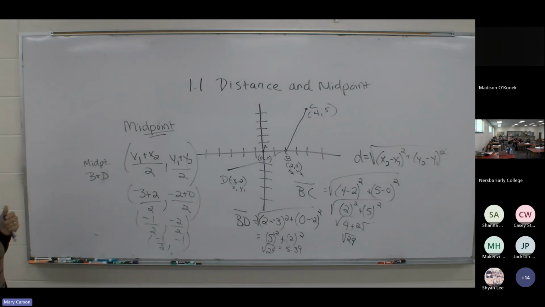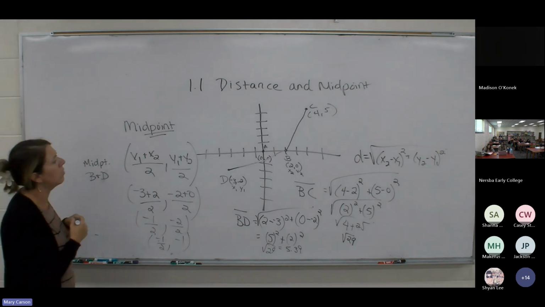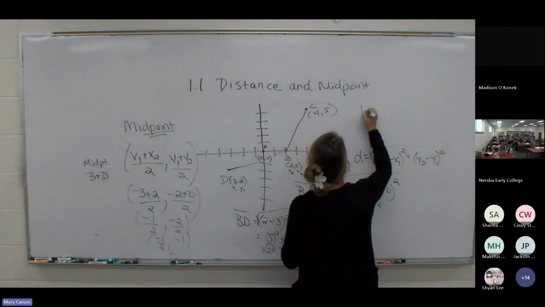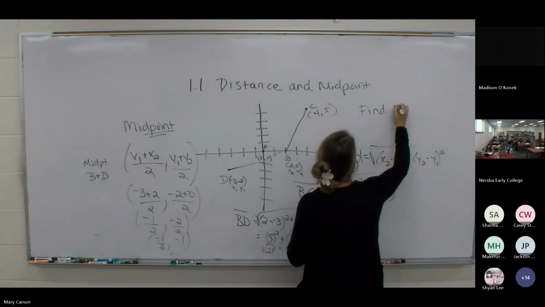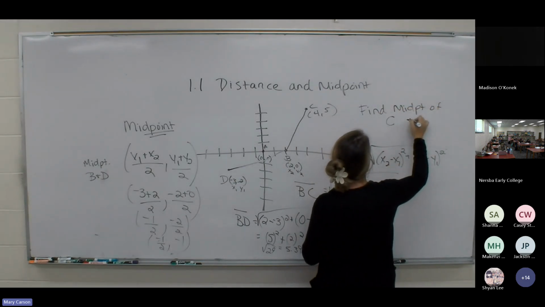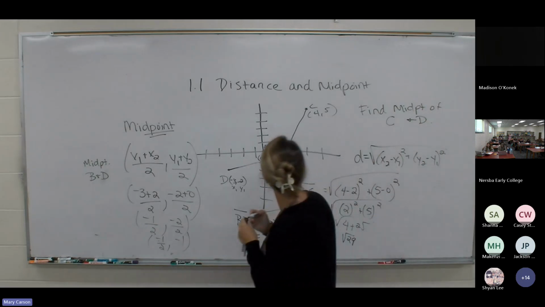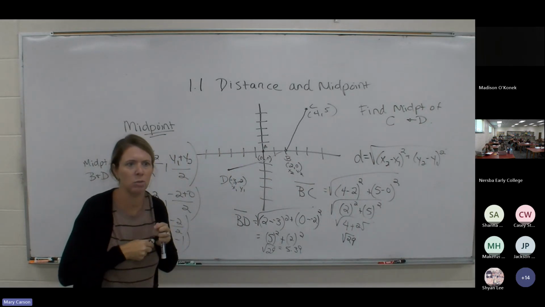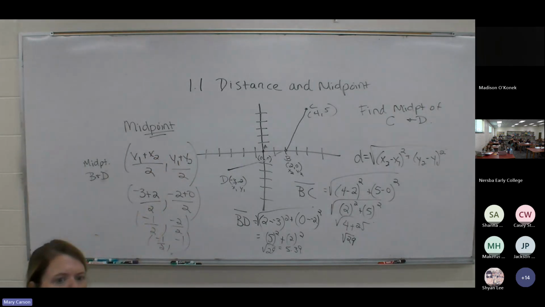All right, why don't you guys find the midpoint of C and D? So C is at 4, 5, and D is at -3, -2. Find the midpoint of C and D.